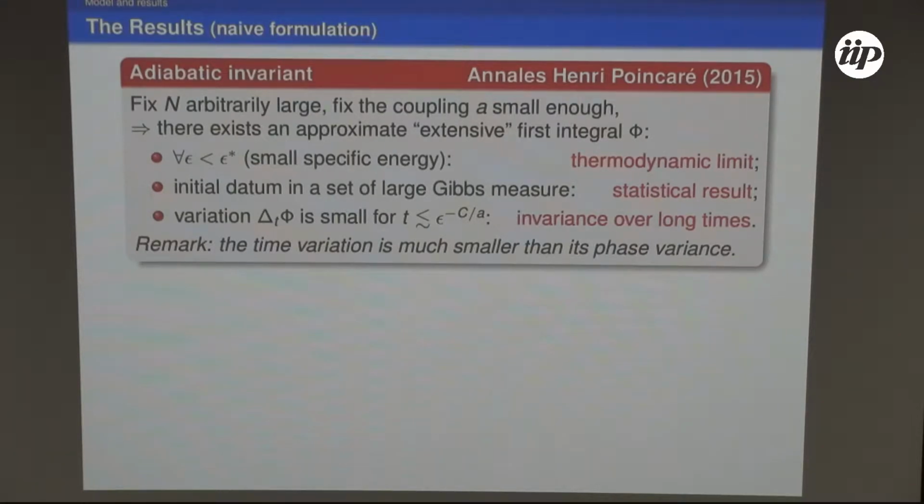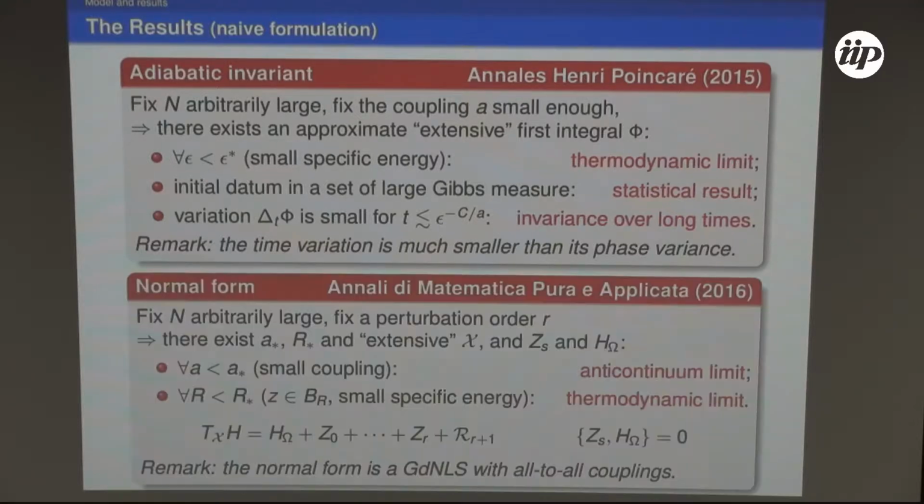There is also a twin result. I will not be talking about it later, but just to give you the idea. Instead of talking about adiabatic invariant, we can talk about normal form. And with essentially the same hypothesis, you're able to show that you can put the Hamiltonian in this normal form. And this normal form is a sort of generalized discrete nonlinear Schrödinger with all-to-all couplings, but these couplings decay exponentially with the distance of the sites involved.